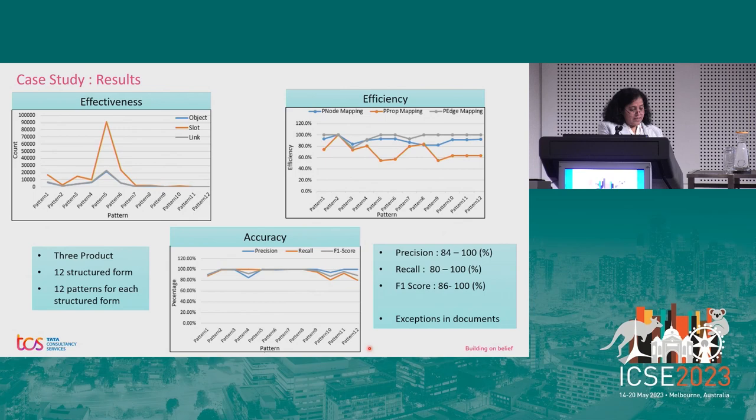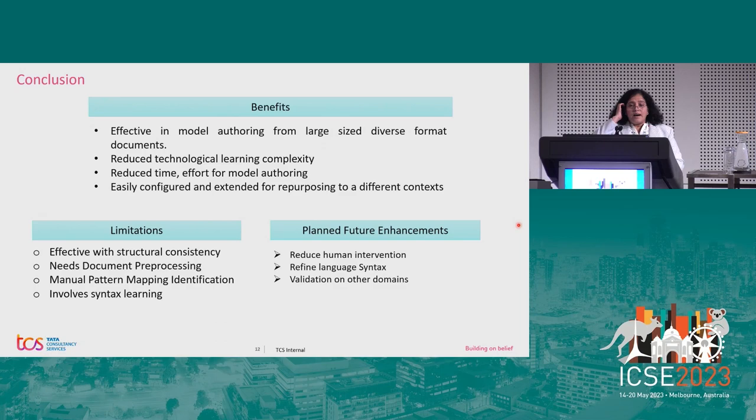Then, in conclusion, I would like to say that doc2model is found very effective in automated model authoring of large size, diverse requirement specification documents. It reduces the technological learning complexity and hence reduces the time and effort required for model authoring. The approach is document structure and metamodel agnostic and can be easily configured and extended for repurposing to a different context.